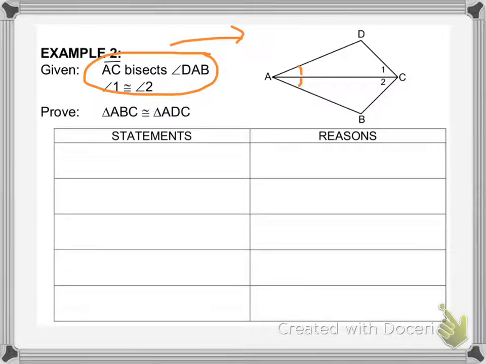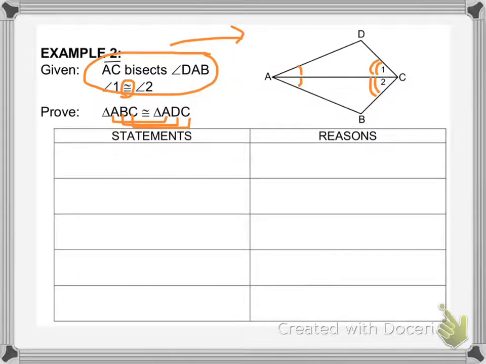It also says that angles 1 and 2 are congruent, so we can show that on our picture. Notice angles 1 and 2 are congruent. That is a congruent statement. But AC bisects angle DAB is not a congruent statement, so from that statement we'll have to create one. Now remember, our proof statement is that the two triangles are congruent. And if you ever aren't quite sure how they're congruent, remember, it tells you which vertices correspond and are congruent. All right, so let's go ahead and do this.